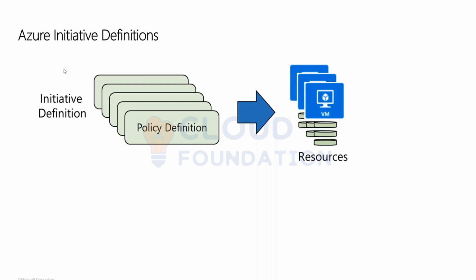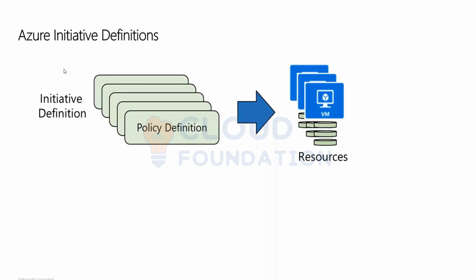There could be different policies for different resources. What you can do is correlate them or put them together as an initiative. One initiative is a collection of policies, and each policy will be for a specific resource. One resource can have more than one policy as well. But just make sure they are not conflicting in nature. That's important.